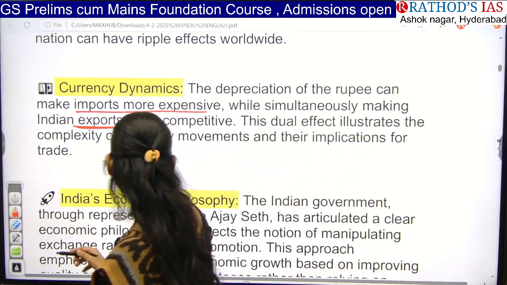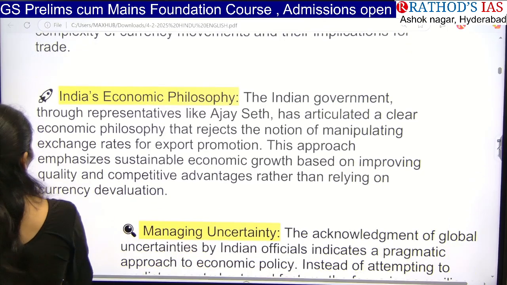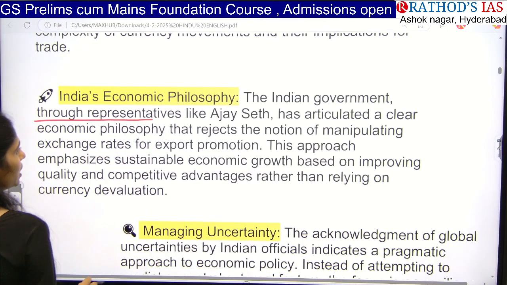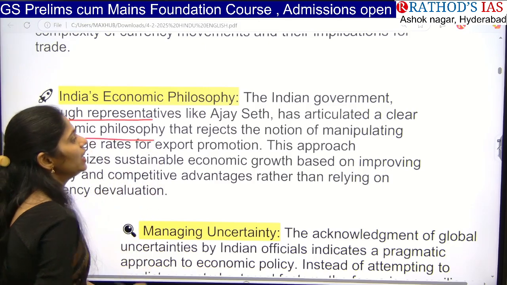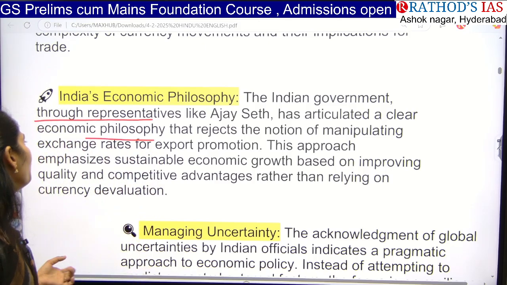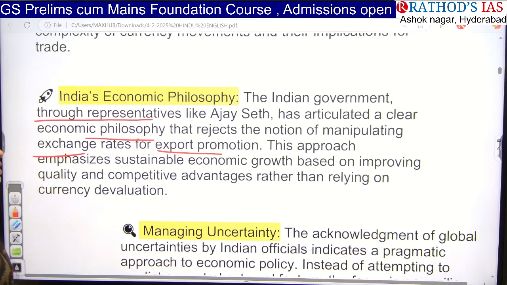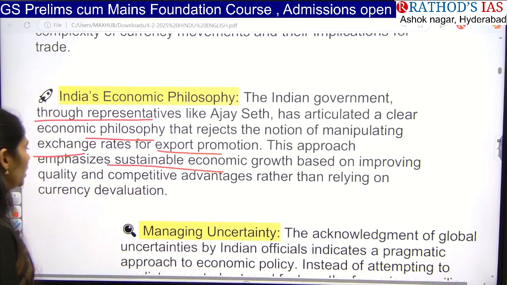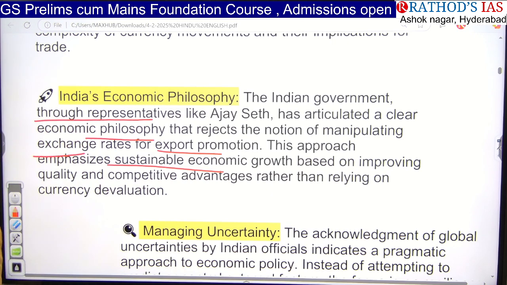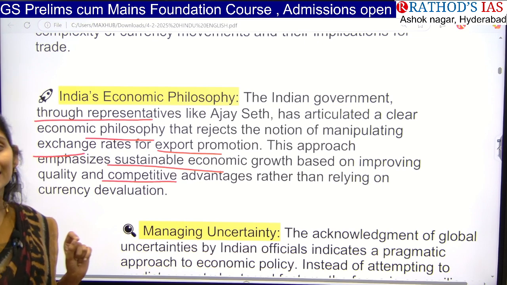Okay, and the next one here is our economic philosophy. What is our economic philosophy? The Indian government, through its representatives, wants to articulate a clear economic philosophy, that is, rejection of the notion of manipulating exchange rates for export promotion. We are always focusing on sustainable economic growth, and India is always known for improving its quality and competitive advantages rather than relying on devaluation.